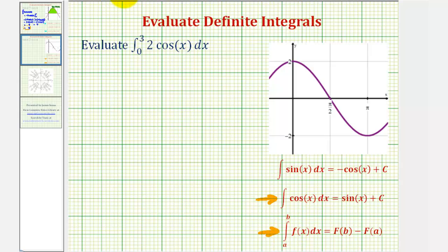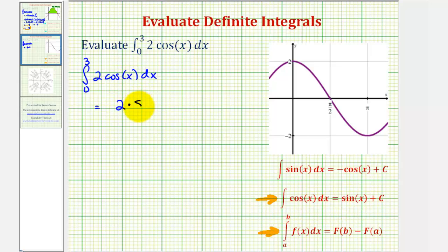So looking at our definite integral, while we could factor out the coefficient of 2, I'm going to go ahead and leave it in. So we have the integral of 2 cosine x integrated with respect to x from 0 to 3. So first, the antiderivative of 2 cosine x would be equal to 2 times the antiderivative of cosine x, which we can see is just sine x.